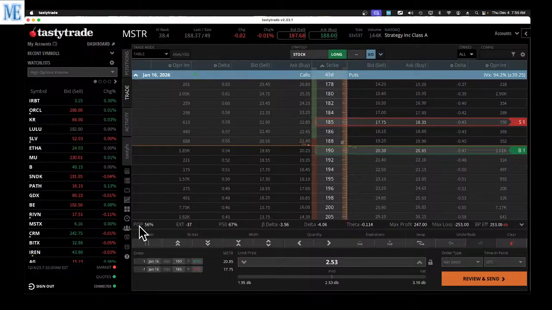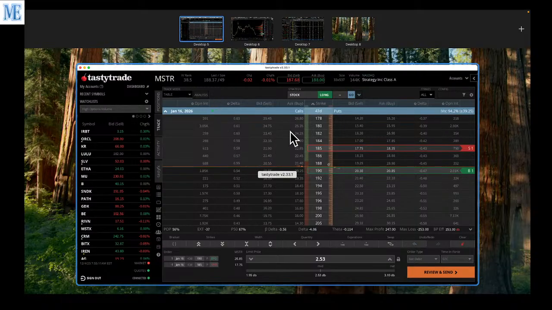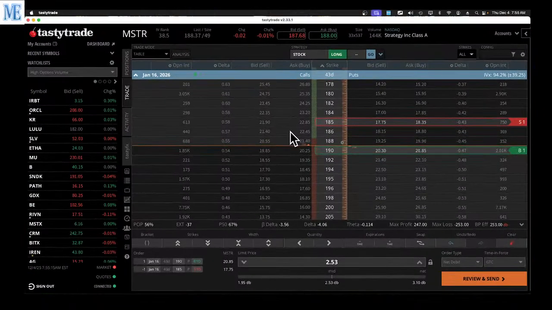But to me, I think I'm kind of playing it right. And then I only have 43 days for this thing to basically drop below 185. If it drops below 185, this will come in, it'll have some more intrinsic value, and then quite possibly, be able to make a quick profit in it. So anyway, there's my trade for MSTR.